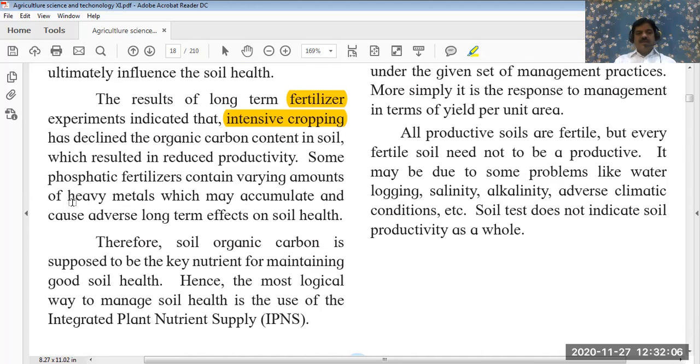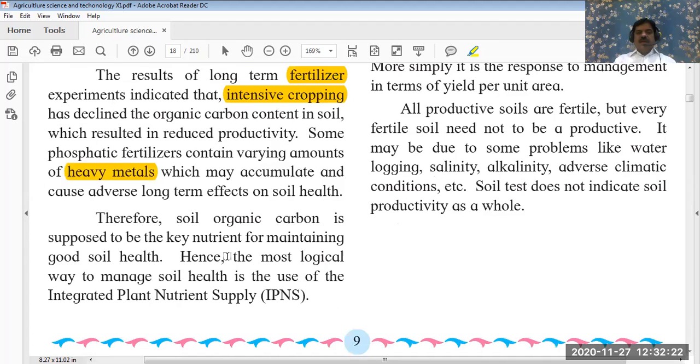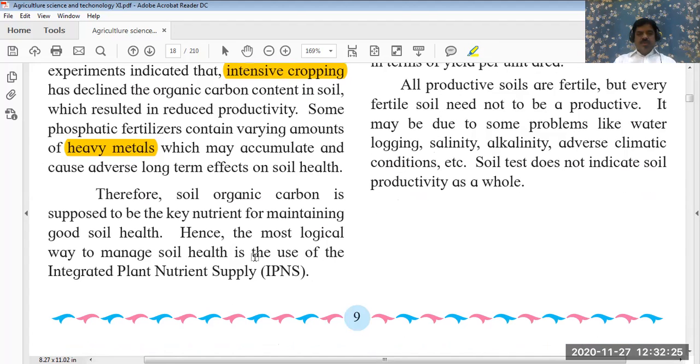Sometimes some fertilizers contain heavy metals, like phosphatic fertilizers. These heavy metals remain accumulated and stored in the soil, and in that sense the soil loses its fertility. So what is important is that soil organic carbon is supposed to be the key nutrient for maintaining good soil health. Organic carbon is important, other things are not as important.